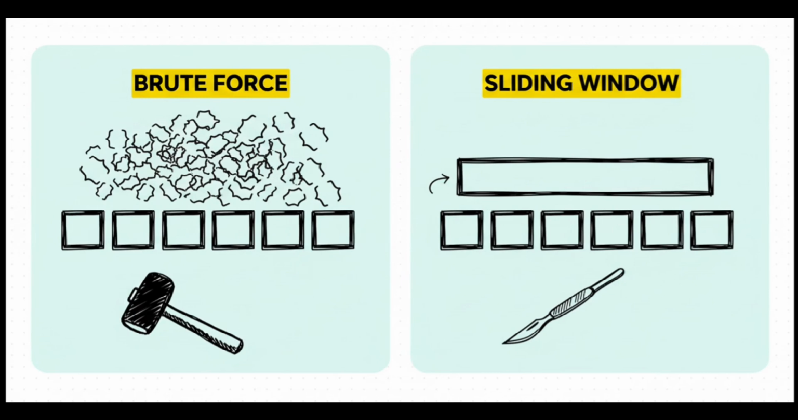Let's just put these two ideas side by side. Brute force is just clumsy, right? It checks tons of overlapping, redundant parts of the string over and over. The sliding window, on the other hand, is surgical. It expands when everything's fine, and it smartly contracts the moment it finds a repeat. Basically, each character only gets visited once. That's what makes it so incredibly fast.